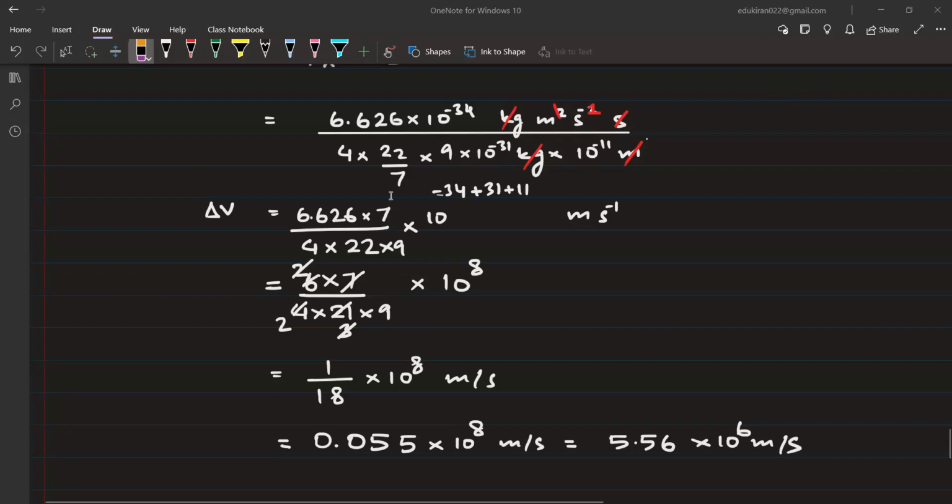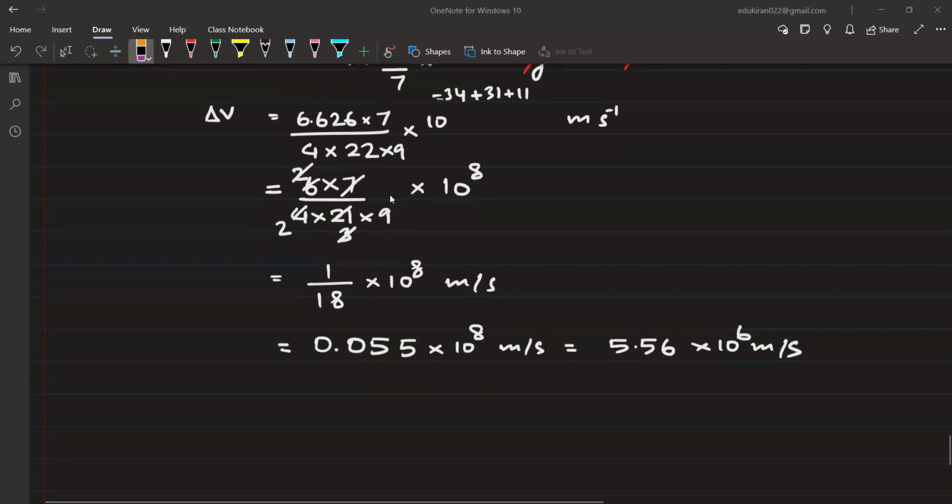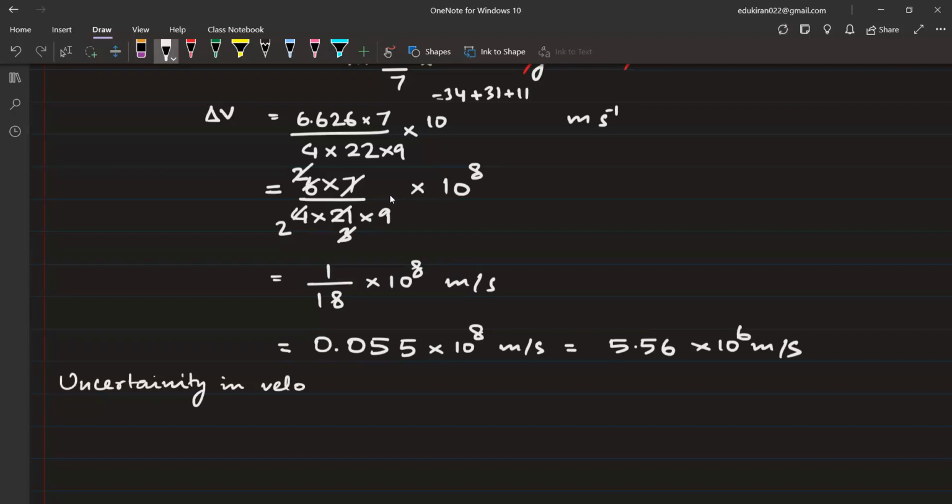Yes, sir. So you can write uncertainty in velocity is equal to uncertainty in velocity is equal to how much? It is equal to 5.56 into 10 to the power 6 meter per second.